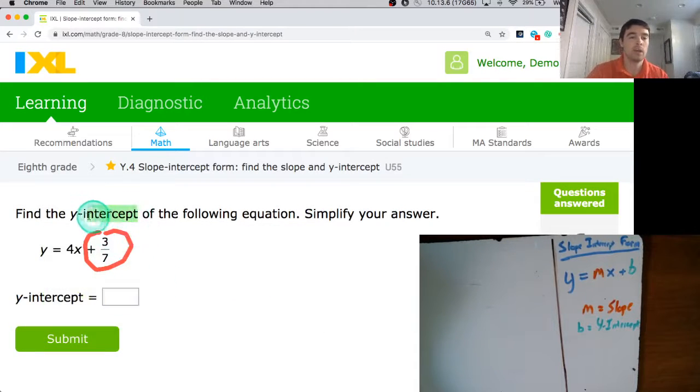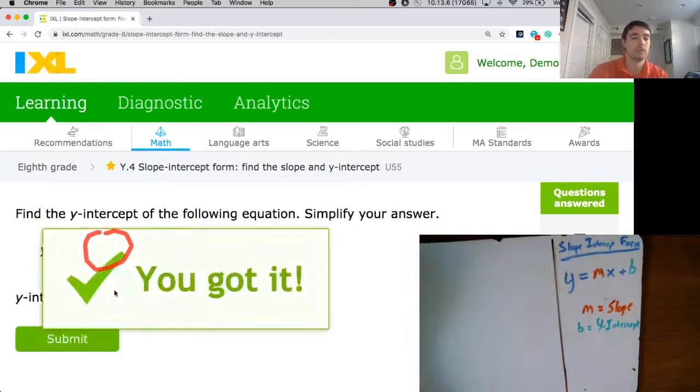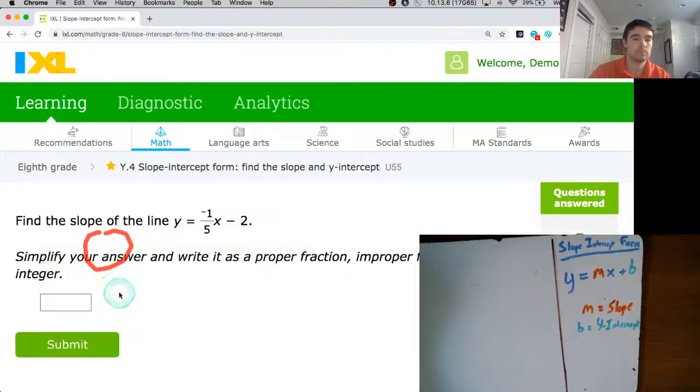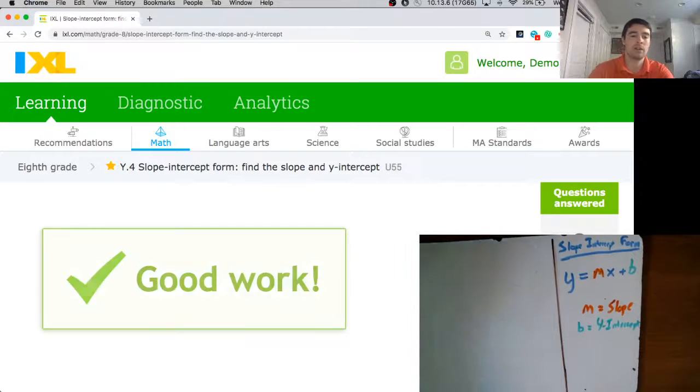Again, they're asking for y-intercept. They were nice. They put it in the same exact location. I see this plus 3/7. The thing that's added to the 4x represents the initial value for y, or the y-intercept. This time they ask for slope. That will always be the coefficient of x, in this case negative 1 over 5.